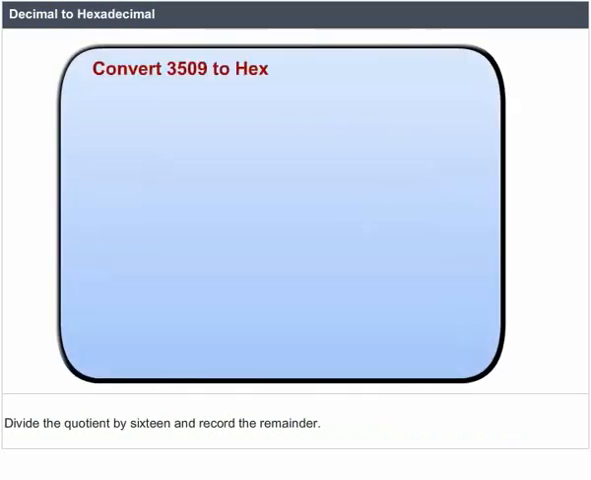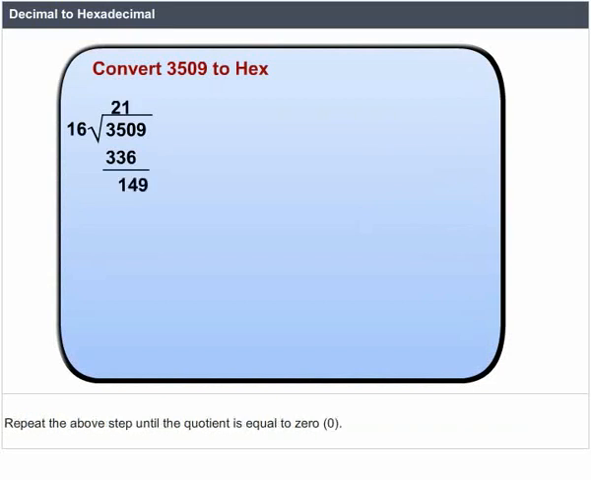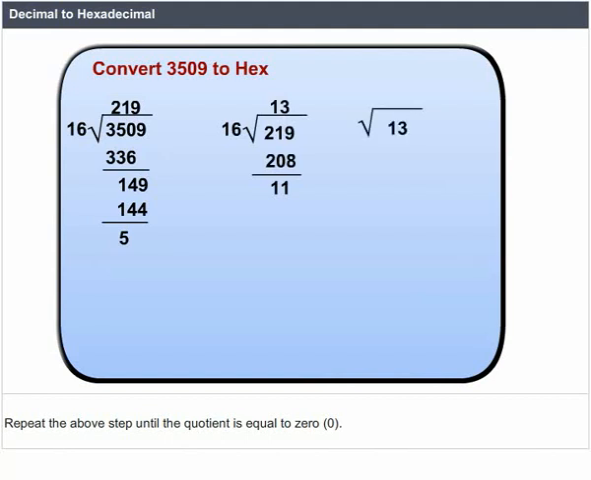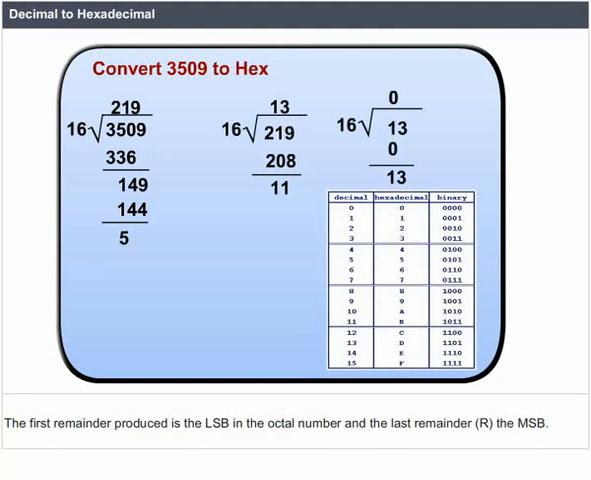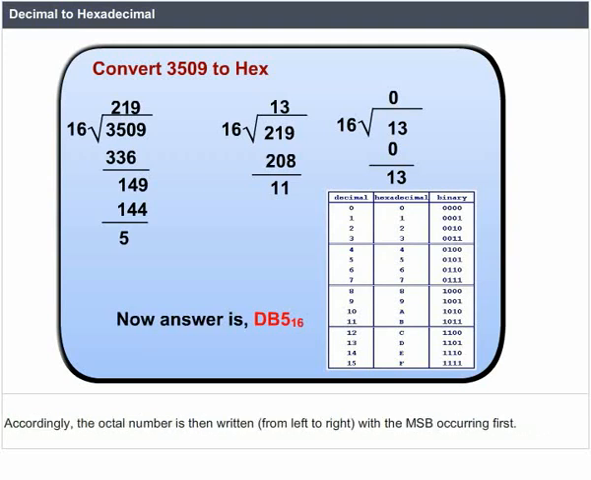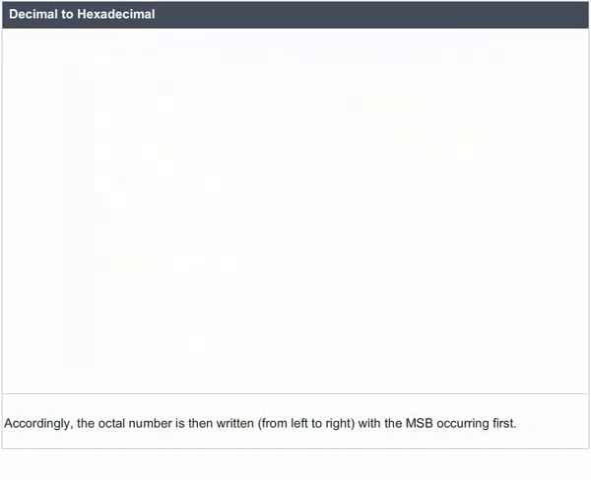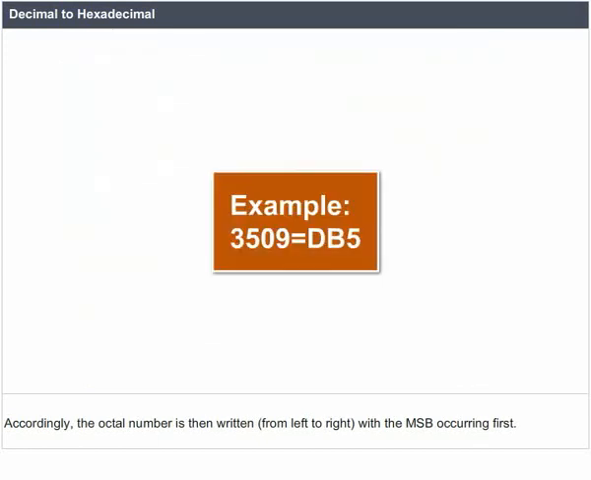Decimal to hexadecimal. Divide the quotient by 16 and record the remainder. Repeat the above step until the quotient is equal to 0. The first remainder produced is the LSB in the hexadecimal number and the last remainder is the MSB. Accordingly, the hexadecimal number is then written from left to right with the MSB occurring first. Example: 3509 equals DB5.